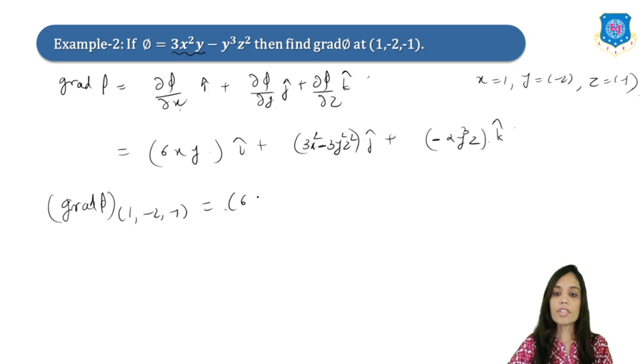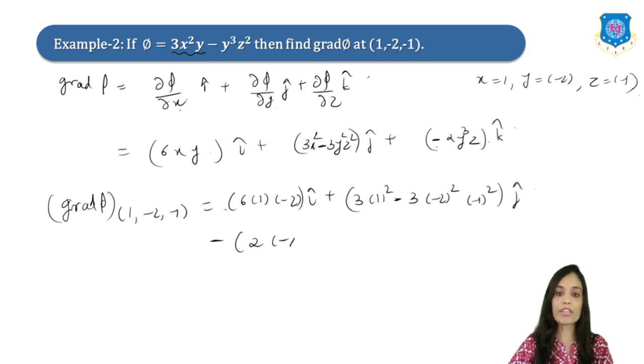So this will be 6 into 1 into minus 2 i cap plus this will be equal to 3 into 1 square minus 3 into minus 2 square into minus 1 square j cap, right? And lastly it will be minus outside plus minus minus, so 2 into minus 2 whole cube into minus 1 k cap. Okay, so now let us simplify this.